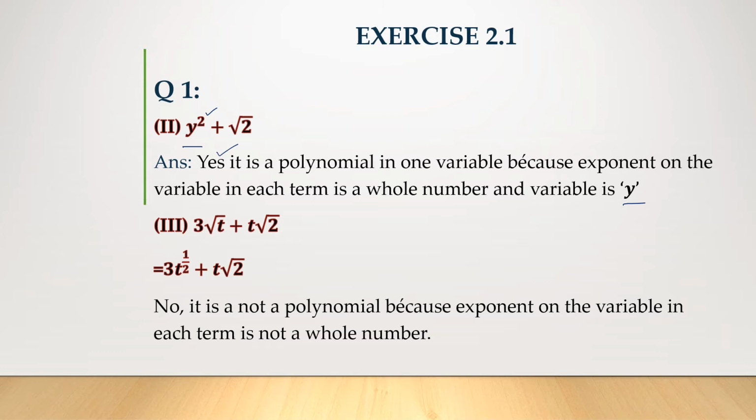Now see the third part. This is 3 root t plus t root 2. This is the radical form. So first we will change this into exponential form, right? So this can be written as 3t power 1 by 2 plus t root 2. Now see the exponent on the variable. This is not a whole number, so it is not a polynomial in one variable, right? No, it is not a polynomial because exponent on the variable in each term is not a whole number.